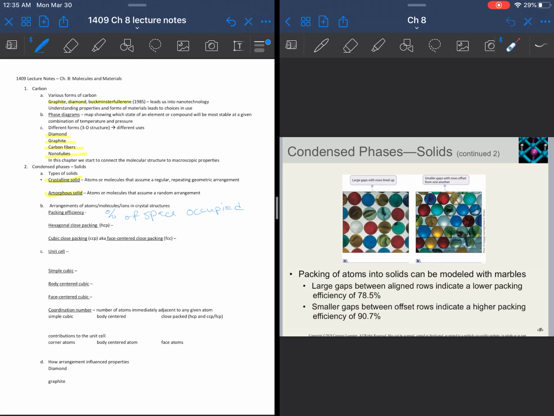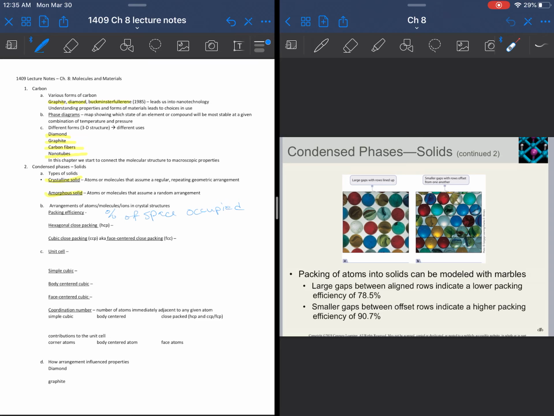However, if you offset your rows of marbles, so that the marble in the second row is falling within the gap of the row above it, you get a much higher percentage. Less than 10% of that arrangement is now empty space. When we think about solids, though, we're not just thinking about one sheet of atoms. Typically, we're thinking about a three-dimensional arrangement.